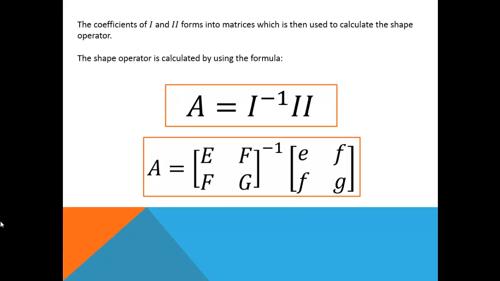We have cheated a little bit and we're not going to bore you with these calculations. We'll just use A as a matrix to obtain the principal curvatures. The principal curvatures are used to calculate the Gaussian and mean curvature.